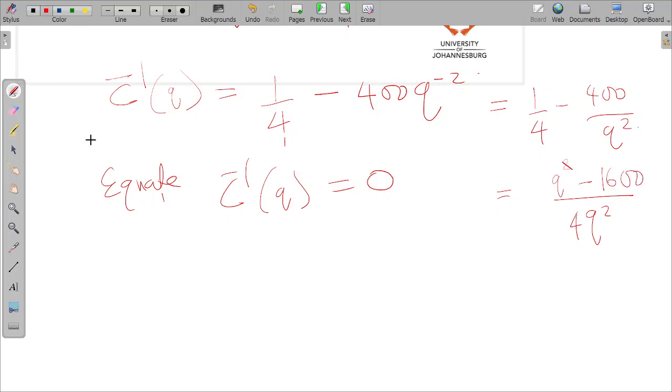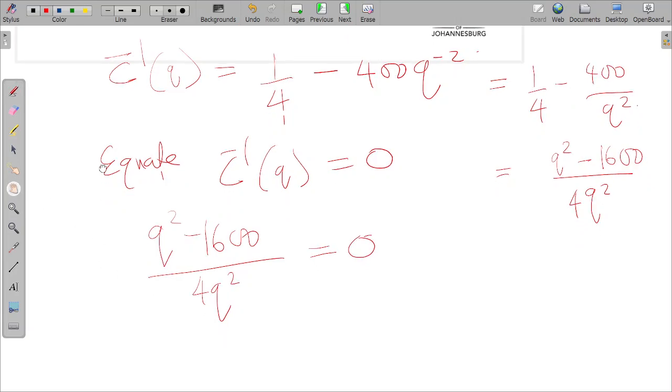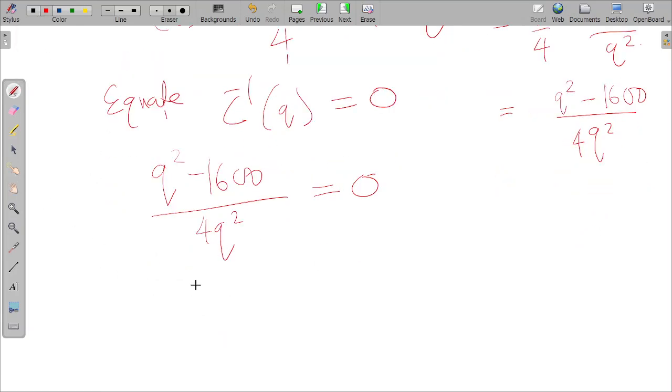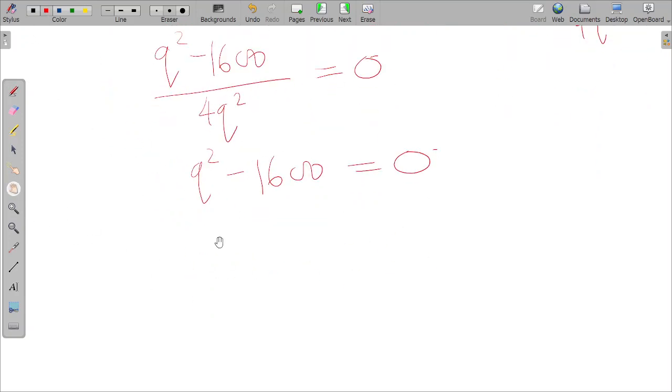So we have this, and that is what we're equating to 0. So q square minus 1600 over 4q square equals 0. If you cross multiply, then you are going to get q square minus 1600 equals 0. So that means q square equals 1600.